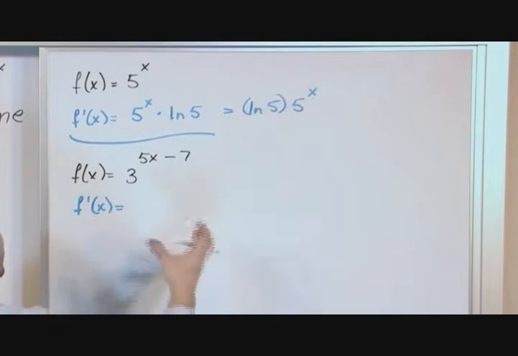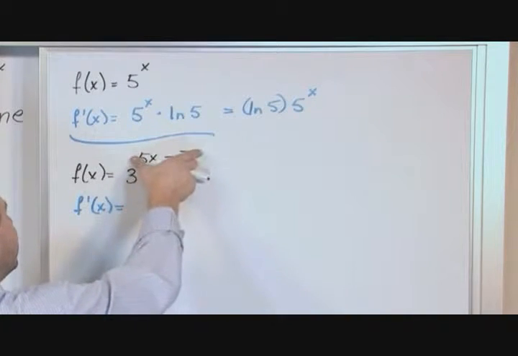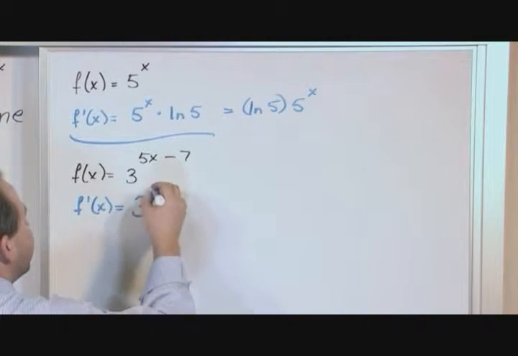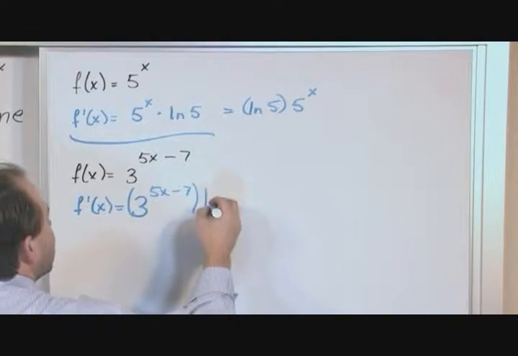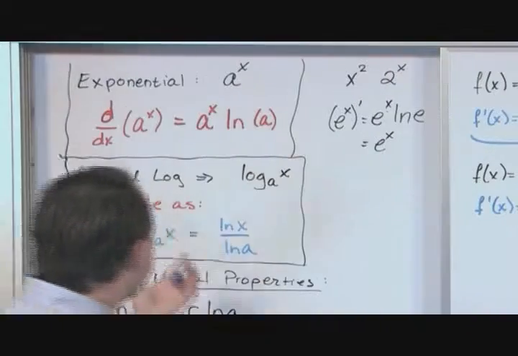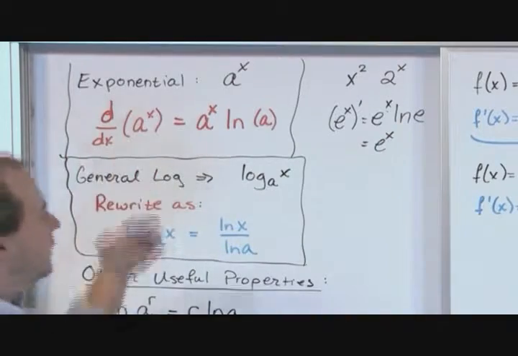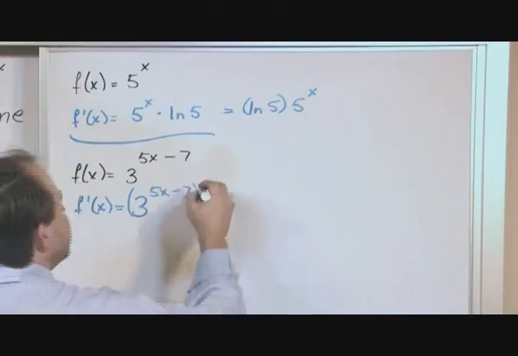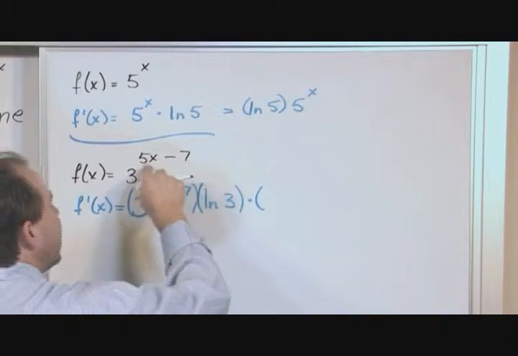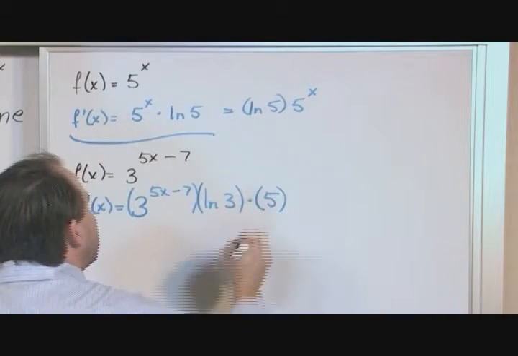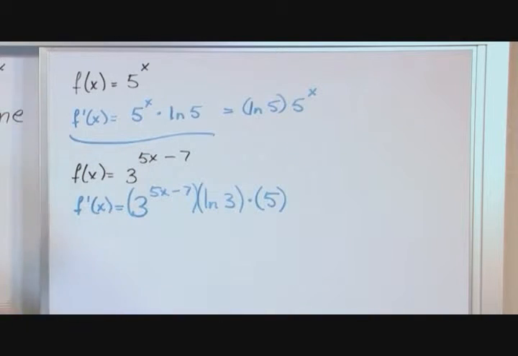Well, the big picture, the outer function, is it's a number raised to a function, so we keep that as indestructible, 5x minus 7. But we have to multiply by natural log of 3 because that's our general rule. That's the derivative of the general deal. But we can't stop there because this exponent is more complicated, so we have to multiply by the derivative of the exponent, which is just 5. Right, because it's 5x minus 7, take that derivative.